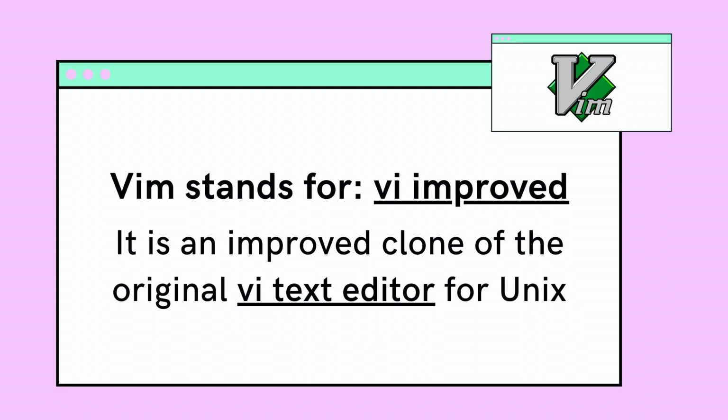So let's talk about Vim specifically. Vim stands for VI improved. So it's an improved clone of the original VI, which was a Unix text editor in the 1970s. It's an extremely powerful editor, but it has a pretty steep learning curve because there's a lot you can do. So most Unix systems come with Vim, but Windows does not. However, you can install it on Windows. There are many different versions of Vim, so you can find the one that works for you and then install it.